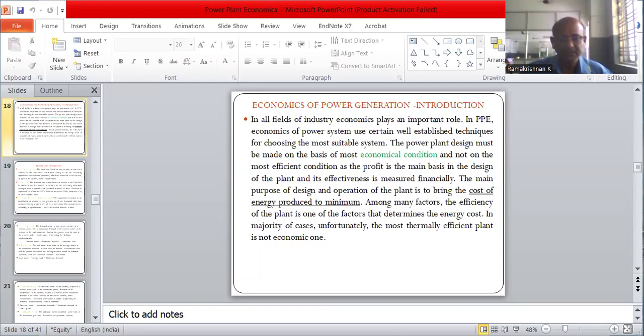So the primary objective of any power plant, whatever may be the drive, whether it is steam driven or gas driven or hydraulic driven, is to generate the electric power at the minimum cost. So for cutting down the generating cost, efficiency also is an important factor to be considered. Unfortunately, the most thermally efficient plants are not economically feasible. It's very unfortunate. So now let us look into some terms involved in the economics of the power plant.